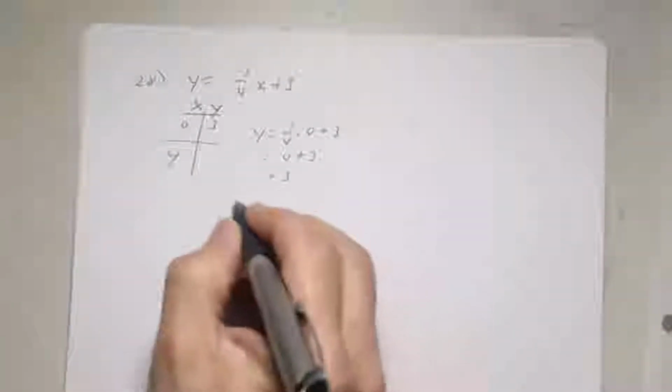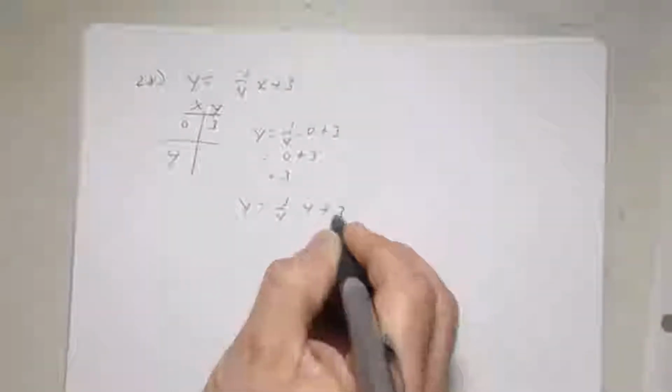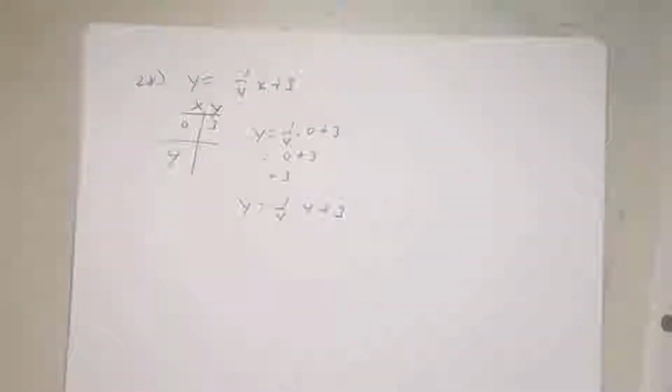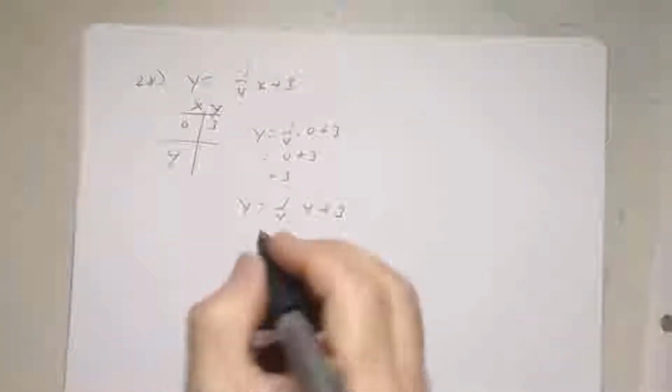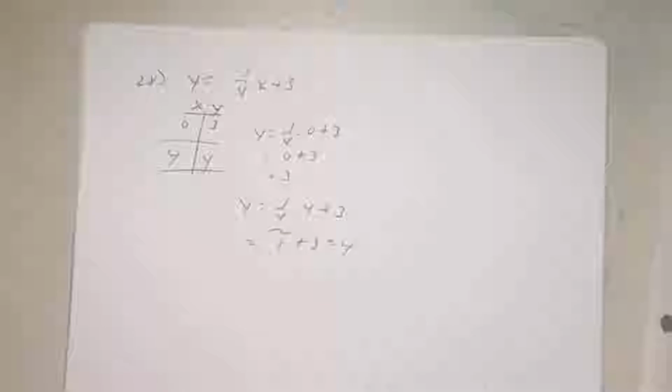So when x is 4, I get y equals 1/4 times 4 plus 3, right? What's the fourth of 4? 1. You agree? Yes. All right. 1 plus 3 is 4. So I'll plot the point 4, 4, and I need one more just to make sure they all lie in the same line.